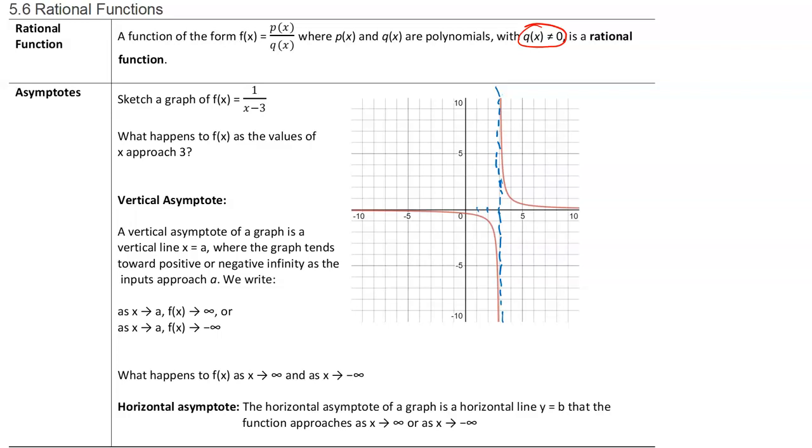So the vertical asymptote of a graph is a vertical line x equals a, where the graph tends towards positive or negative infinity as the inputs approach a. In other words, as x approaches 3 from the negative side, the graph of f of x will approach negative infinity. As x approaches 3 from the positive side, the graph of f of x will approach positive infinity. So as x approaches a, f of x approaches infinity or negative infinity, making that a vertical asymptote.